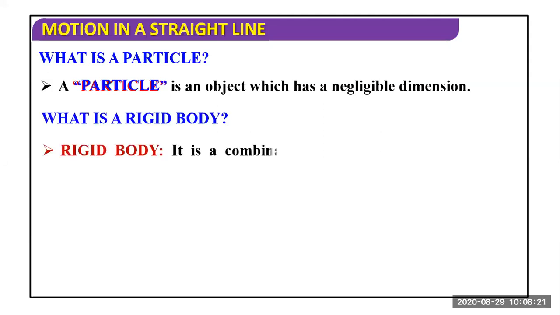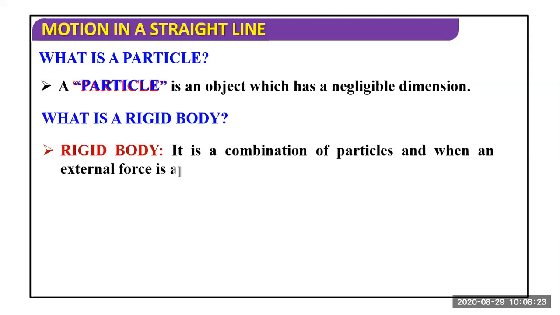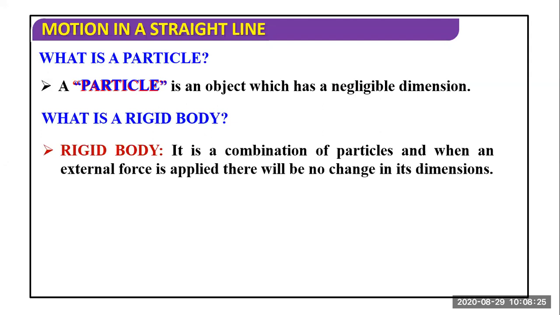So second is rigid body. What is a rigid body? It is a combination of particles. When external force is applied, there will be no change in its dimension. What is an example? Any stone, if you consider, is a rigid body. Any rigid body does not change its shape.